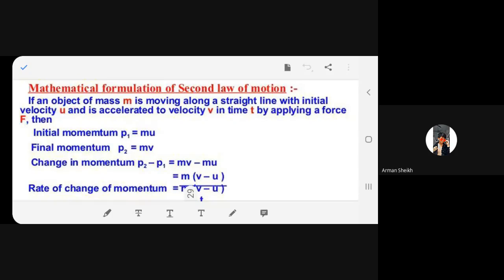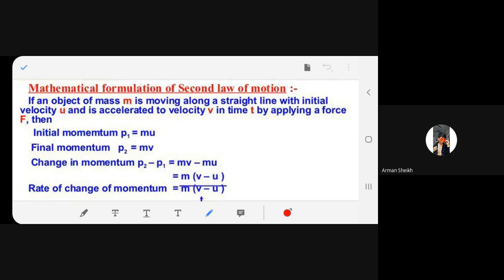Please begin. Mathematical formulation of second law of motion. If an object of mass m is moving along a straight line with initial velocity u and is accelerated to velocity v in time t by applying a force F, then initial momentum.